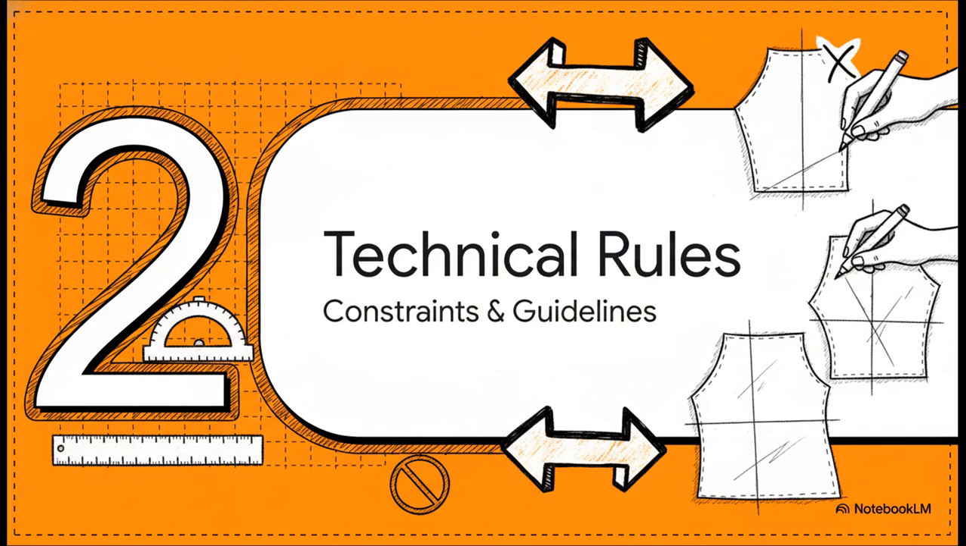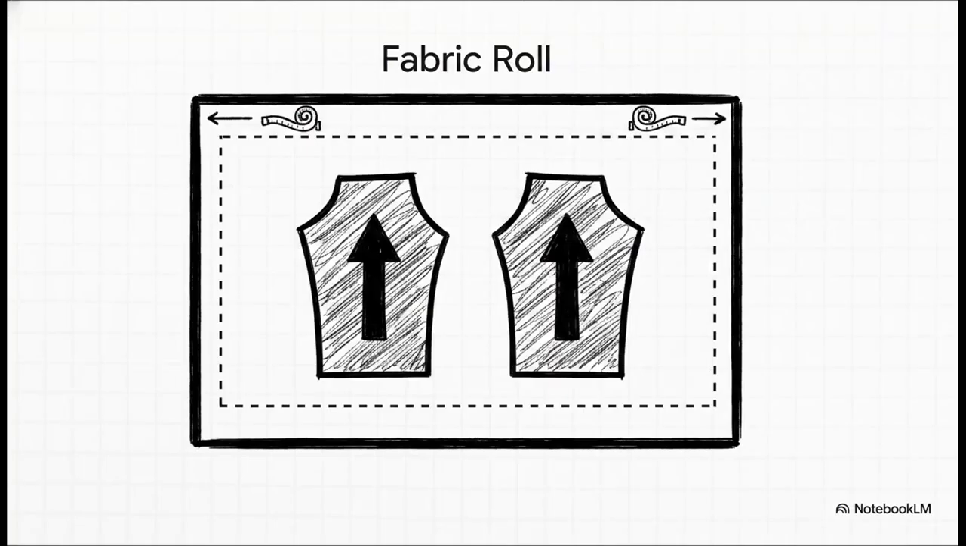Moving right along to Section 2, Technical Rules and Constraints. Now, when you're laying out your pieces, you're bound by some pretty strict, non-negotiable rules. You can't just throw things wherever. For instance, you absolutely must leave a 0.5-inch width allowance. That means your fabric width has to exceed your marker width by at least half an inch. Same goes for length. Fabric length must exceed the marker length by at least 2 inches, so that's an inch on both ends.